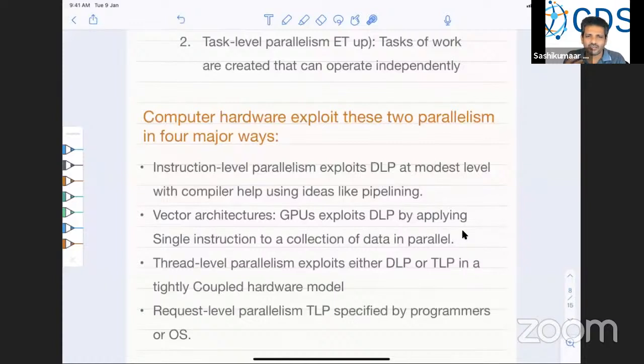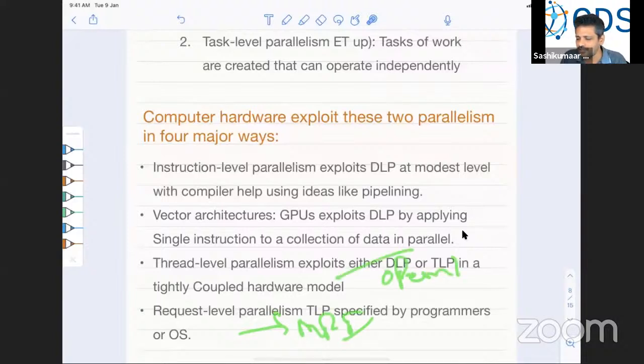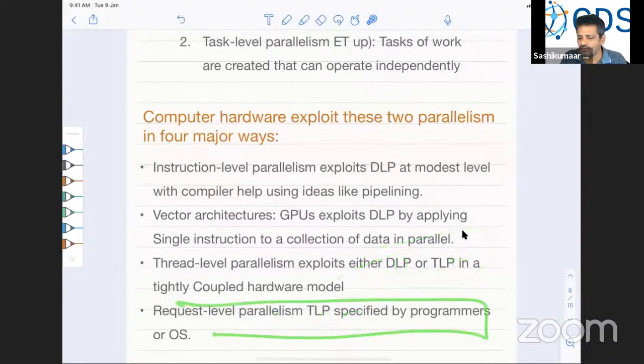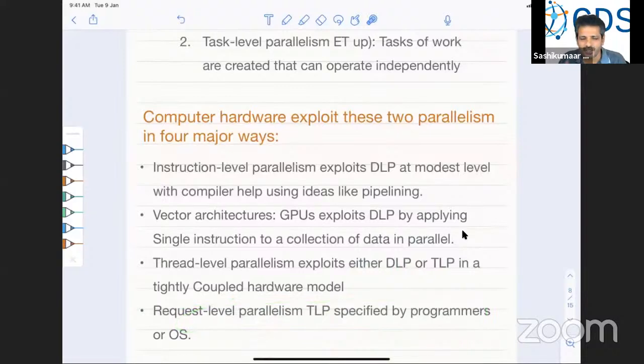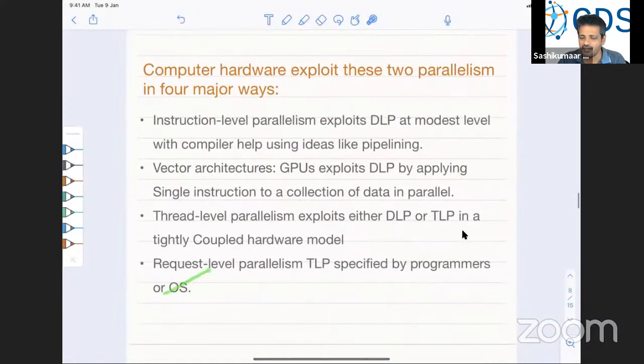Here, request level parallelism is, I would say, in a gray area. You can say that this is a kind of MPI implementation, and this is a kind of OpenMP. This is more for the shared memory machine, and this is more for the distributed memory machine. Of course, here the intervention of the programmers, algorithms, and operating systems is needed.